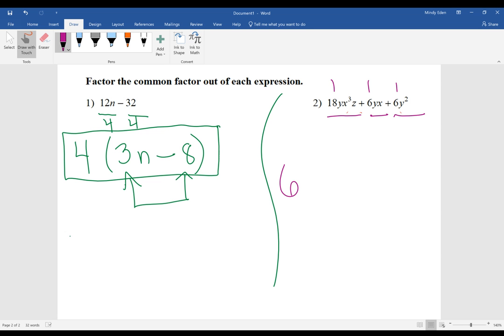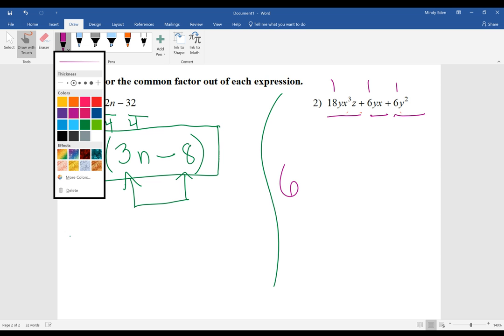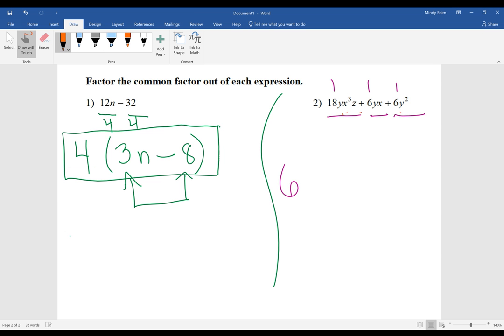Then I'm going to look at the letters. So I've got a y here, a y here, and 2 y's here. You're always going to use the lowest number on the exponent. So I'm going to use just y. And then this has an x, this has an x, this does not, so they do not all have an x in common. Then I look at z, no z, and no z. So you have to be in common with all of the terms. So 6y is the only thing that can divide by all 3 terms.